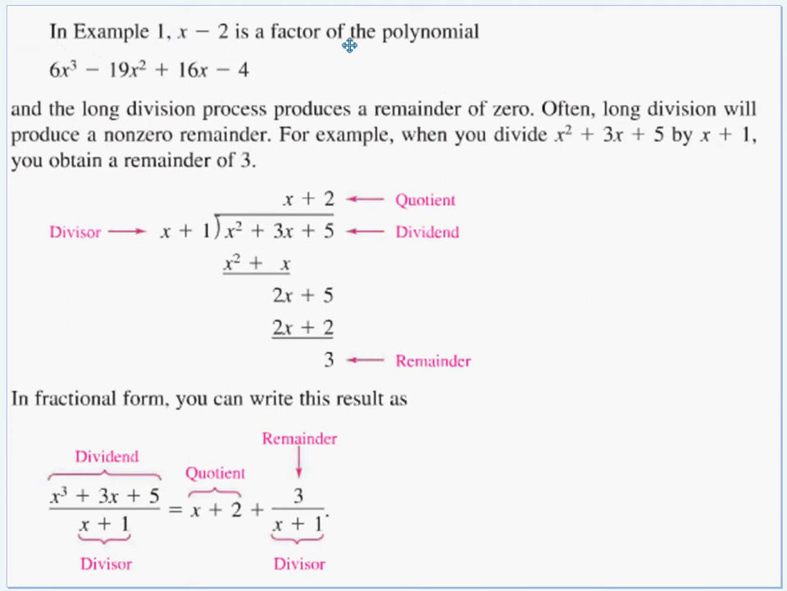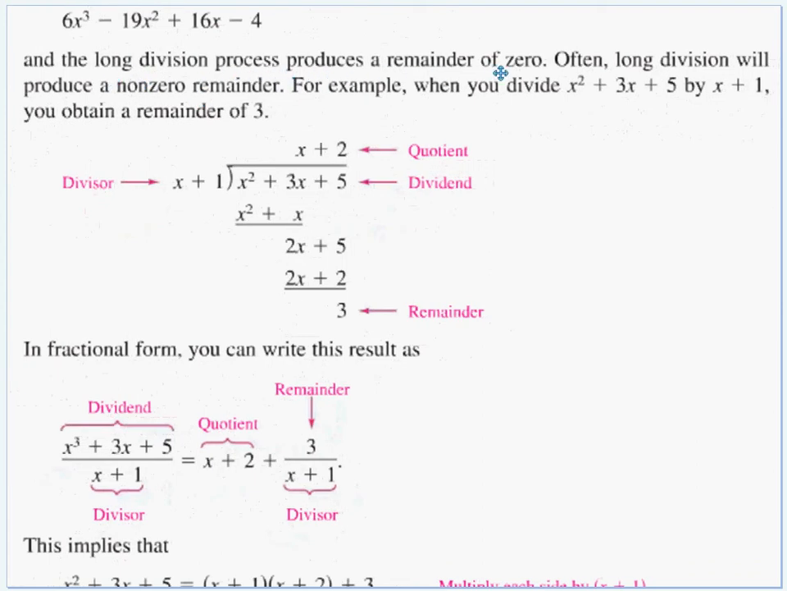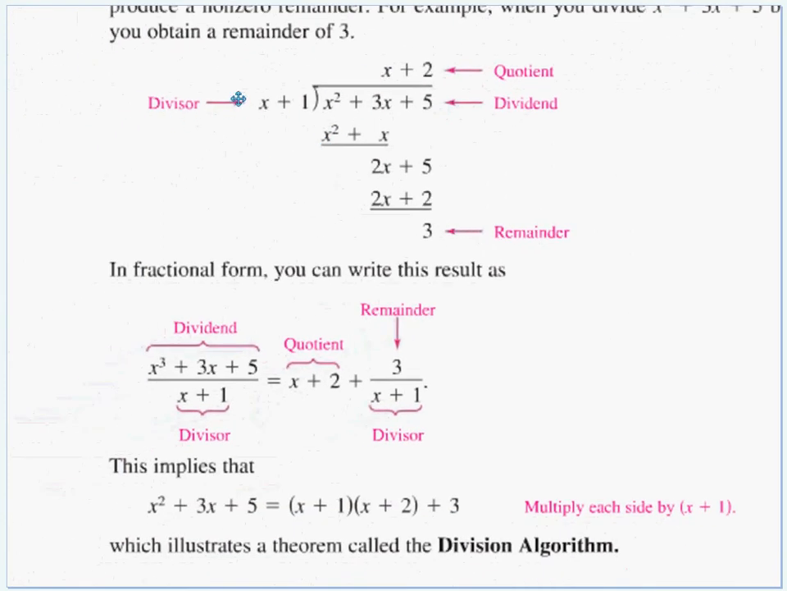Okay, and here the book has a little more to say. In example 1, x minus 2 is a factor of the polynomial. And the long division process produces a remainder of 0. Often, long division will have a non-zero remainder. For example, if we divide this polynomial by x plus 1, here's our divisor, the thing outside. The dividend is under the division symbol, and our quotient is the answer on top. As we work through the process here, we do have a remainder that's not 0. So that's going to turn into part of a fraction. That remainder is your numerator here, and your denominator is the divisor.